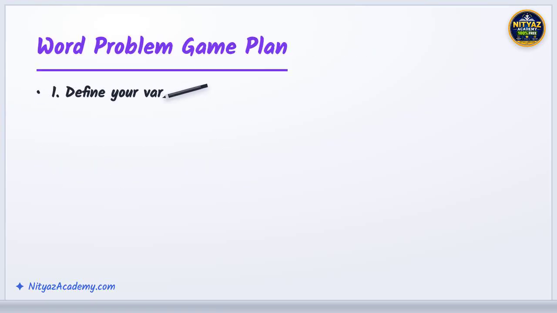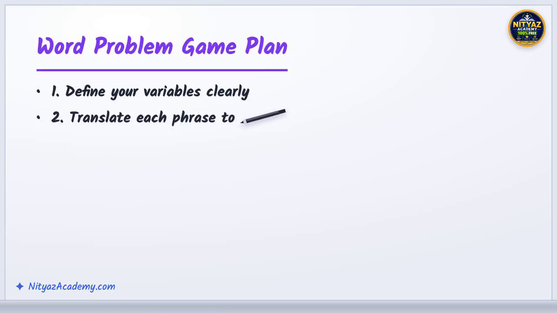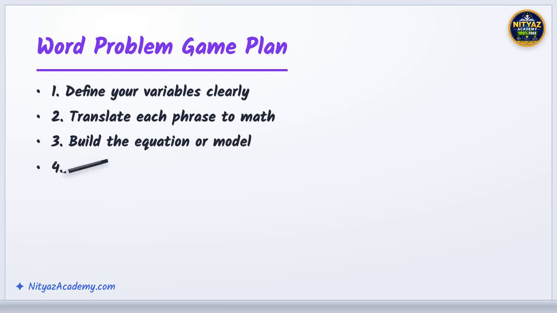Here's the game plan. 1. Define your variables in plain words first. 2. Translate each phrase into math using your keywords. 3. Build the equation or the start plus rate model. 4. And this is huge. Solve it. Then reread to make sure you answered what was actually asked. Drop the equation into Desmos if you like, but the translation is where the points are. Practice it daily. Great work!